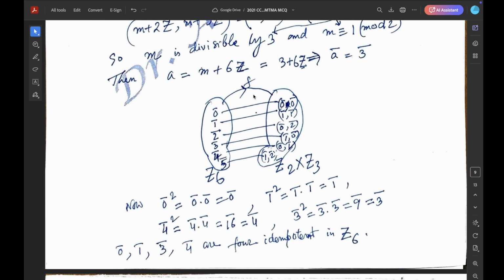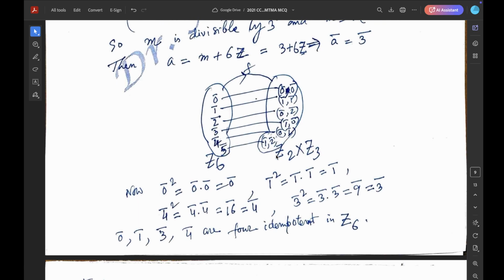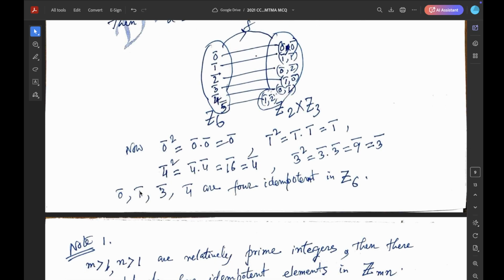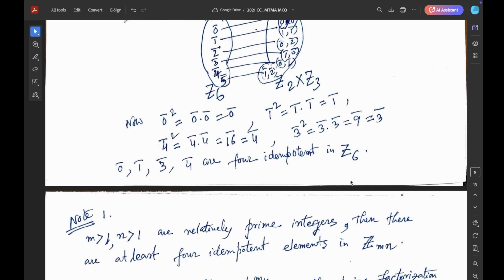So the image of class 0 is (class 0, class 0), class 1 is (class 1, class 1), class 2 is (class 0, class 2), class 3 is (class 1, class 0), class 4 is (class 0, class 1), and class 5 is (class 1, class 2). Now class 0 squared equals class 0 times class 0, which is class 0; class 1 squared equals class 1; class 4 squared equals class 4; class 3 squared equals class 3. So class 0, class 1, class 3, class 4 are the only 4 idempotents in Z6.